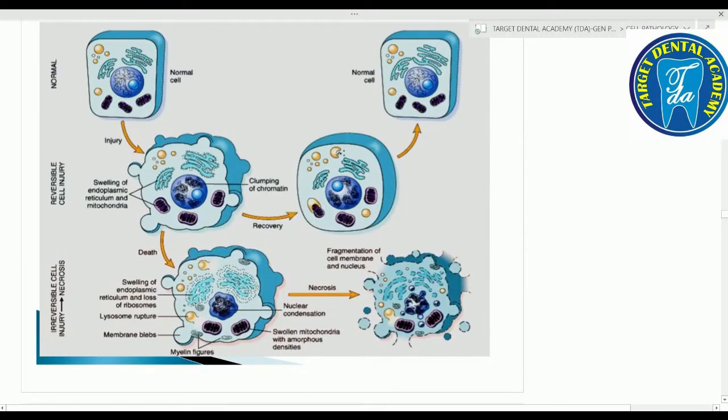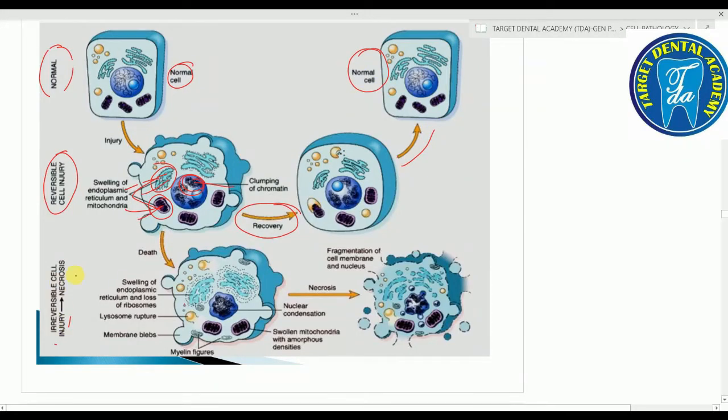See, this is the normal cell. Fine. This is the reversible cell injury. When there is an injury in the normal cell, it leads to the swelling of the endoplasmic reticulum and the mitochondria, and also leads to clumping of the chromatin. And when the stress is removed, or you can say when there is a recovery, it converts back into the normal cell.